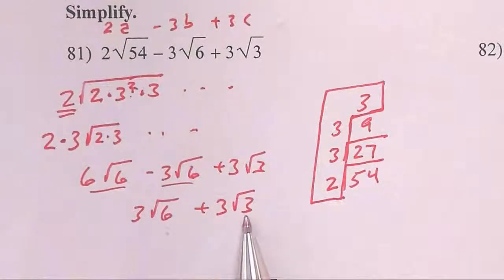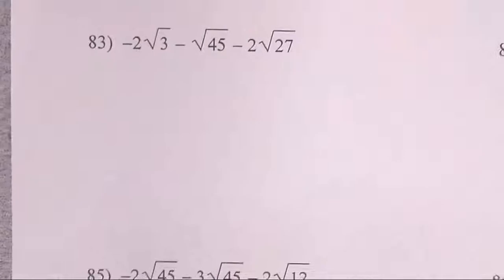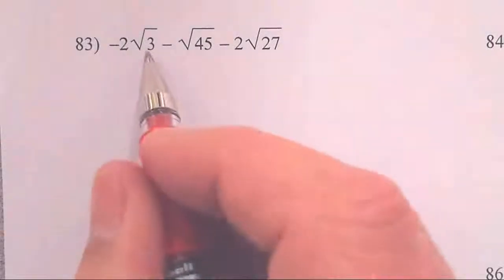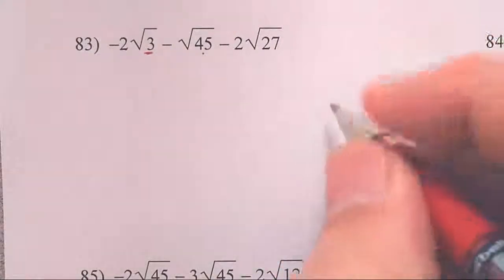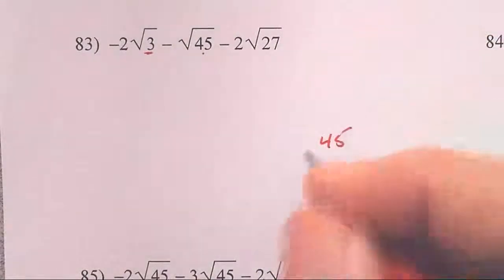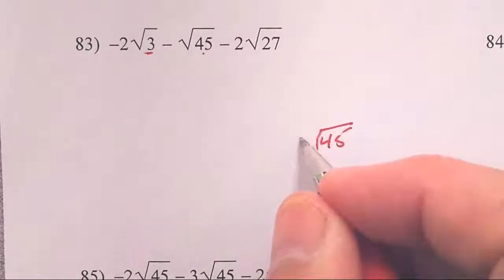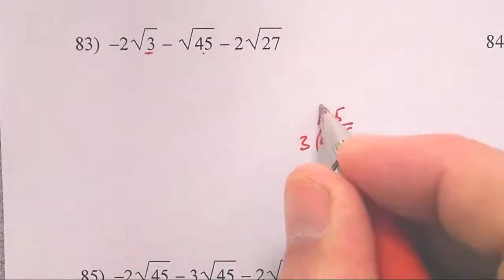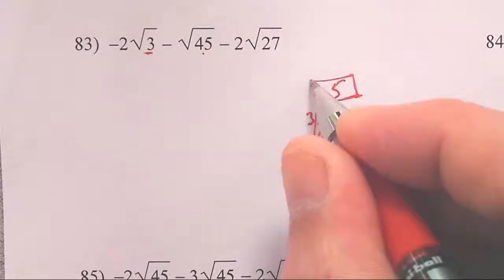6 can't jailbreak, 3 can't jailbreak. All right, let's take a look at another one of those. This 3 cannot be jailbroken. 45 maybe. Let's try it. 45 factor pyramid. 2 does not go in, but 3 goes in 15 times. 3 goes in again 5 times.